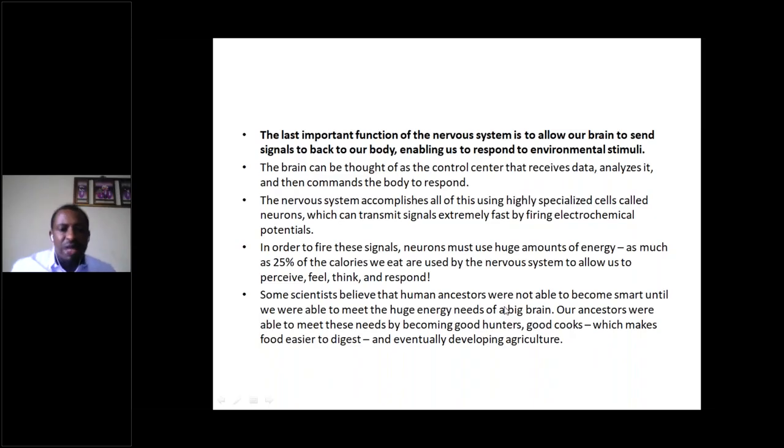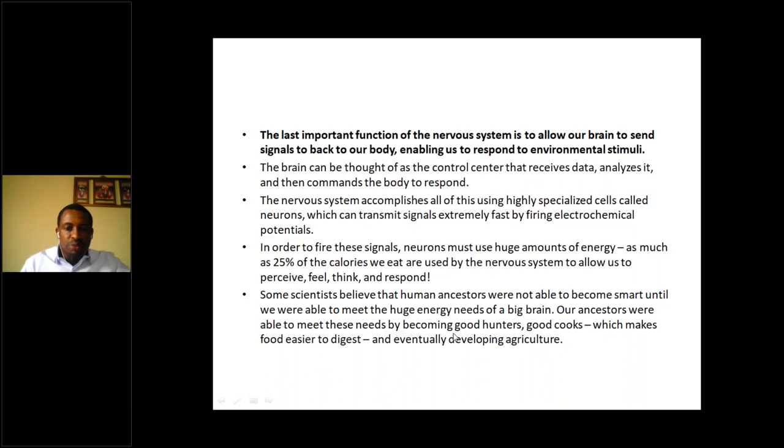Some scientists believe that our human ancestors were not able to become smart until we were able to meet the huge energy demand of the brain. Okay, that's scientific. Some don't believe it. It's people that are talking about evolution. Me, I don't believe in evolution. The biological evolution, as taught by scientists, a lot of it doesn't make sense.